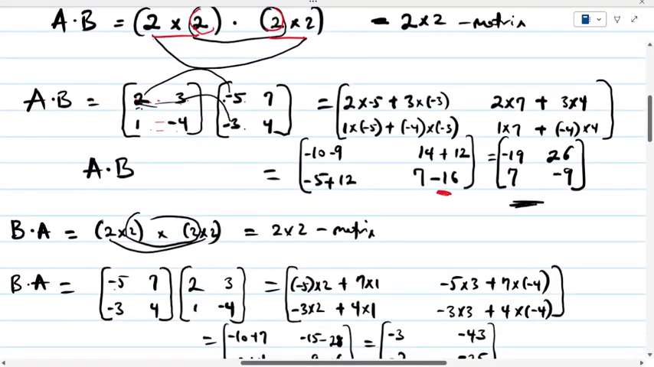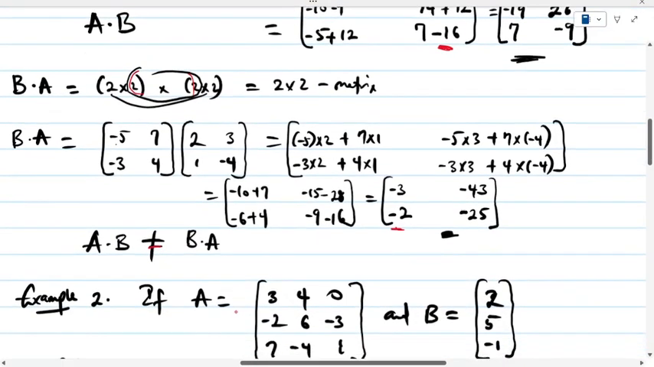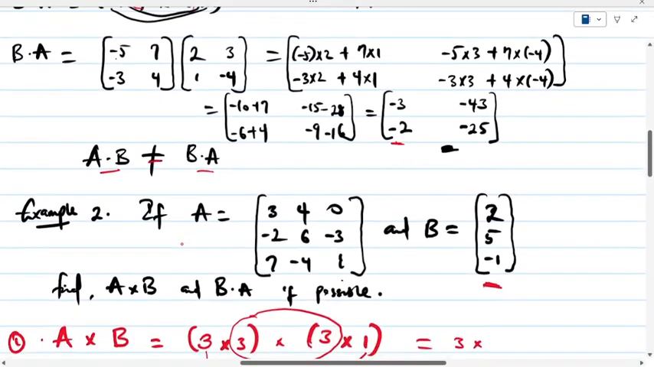So we also check for B times A. B times A is also possible because the number of columns is the same as the number of rows of the second matrix. Multiplying the two together, we have this result. But when we compare the results of A times B and B times A, we see that they are not the same. That means A times B is not the same as B times A. So a question may come up asking you to prove that A times B is not equal to B times A. That means you solve for A times B, and you also solve for B times A. Then compare the results, and you can conclude that, based on these two results, A times B is not equal to B times A.